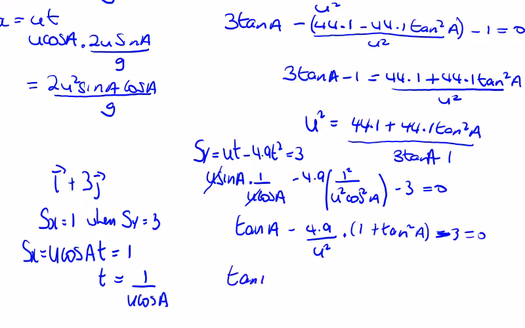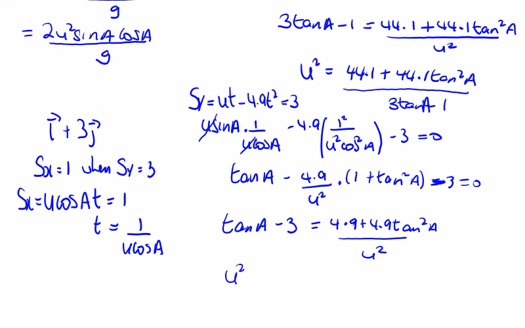So tan alpha minus 3 is equal to 4.9 plus 4.9 tan squared alpha over u squared. So in this case it's the same vector, same projectile, so u squared is equal to 4.9 plus 4.9 tan squared alpha over tan A minus 3.